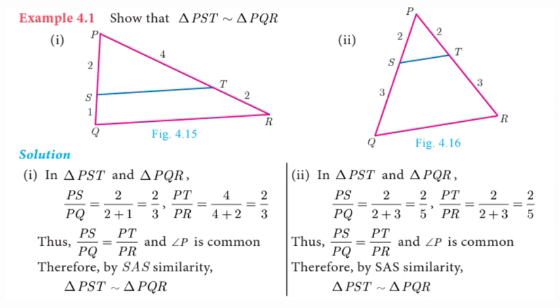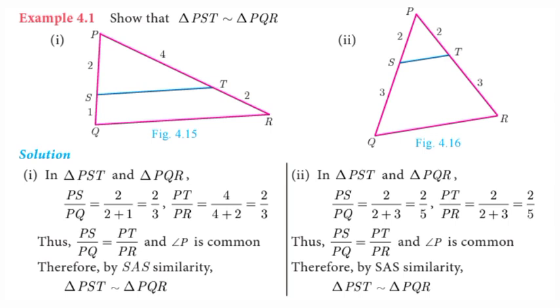Second one, see the diagram figure 4.16. In triangle PST and triangle PQR, we take the corresponding sides PS of the first triangle PST and PQ. What is the PS value? 2. PQ value is 2 plus 3, so it is 2 by 5. And in the second triangle, the corresponding side PT divided by PR equals, what is the PT value?